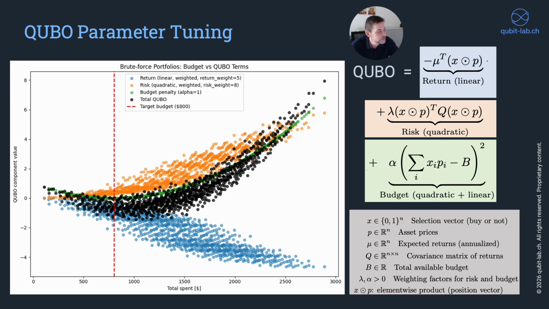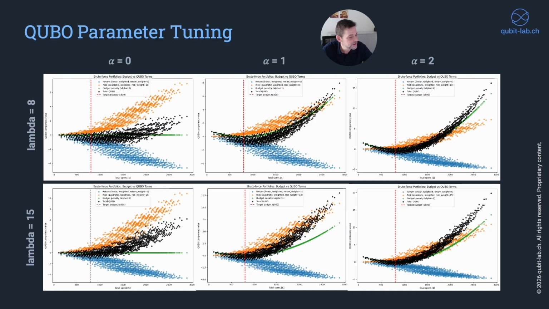But you have to tune it to make sure that the weights are correct. So what's more important for you? Is it the risk? Is it the return? Is it the budget constraint? And this will then lead to the final result with a respective bias.